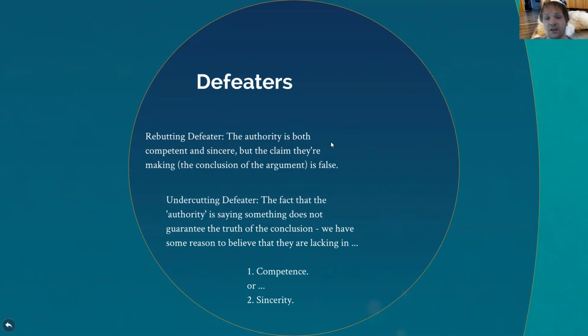The undercutting defeater appeals to the fact that the authority saying something doesn't necessarily lead to the conclusion that we should believe it. And so in this case, what we have to be able to do is bring into question either the competence or the sincerity of the purported authority.